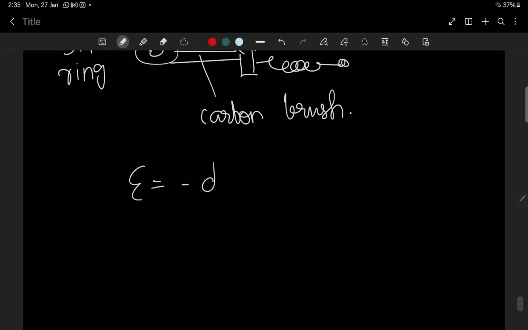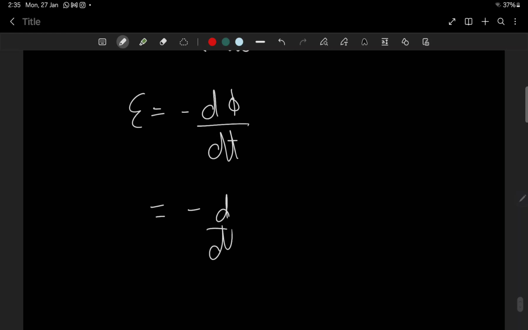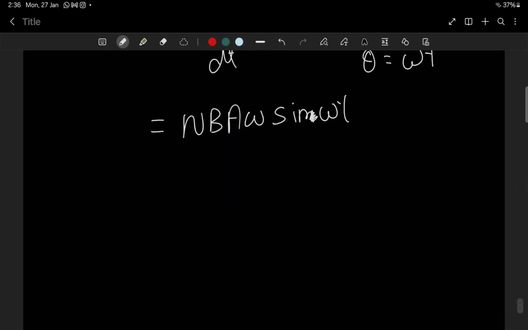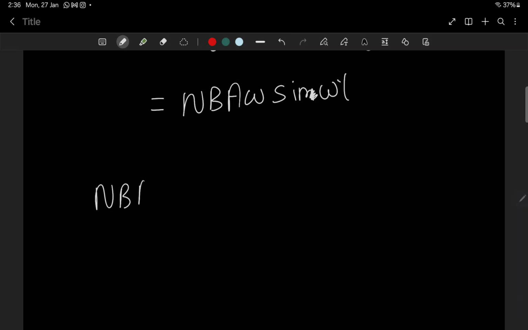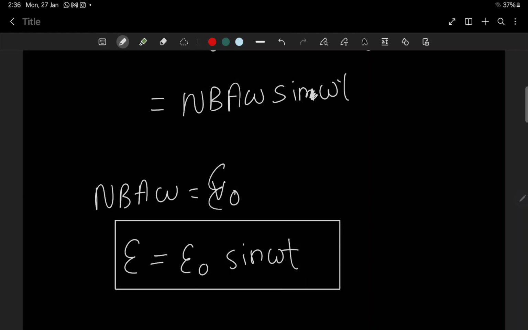You know that E equal to minus d phi B by dt, phi equal to NBA cos theta. So E equal to minus d by dt of NBA cos theta, with theta equal to omega t. After differentiating it, we get NBA omega sin omega t, since the minus sign becomes plus. From here, NBA omega equal to epsilon naught. Therefore epsilon is equal to epsilon naught sin omega t. This is about AC current. So this is the derivation of the AC generator.